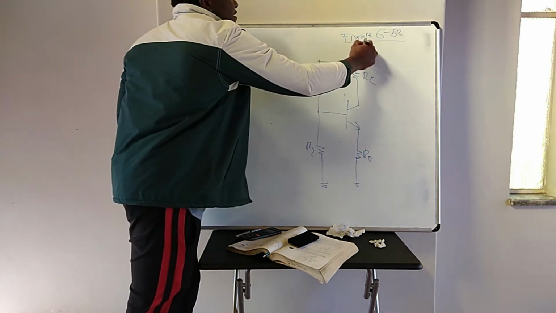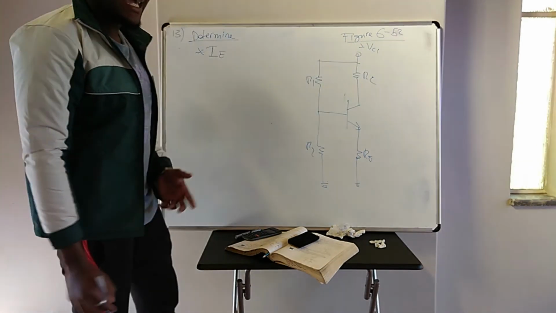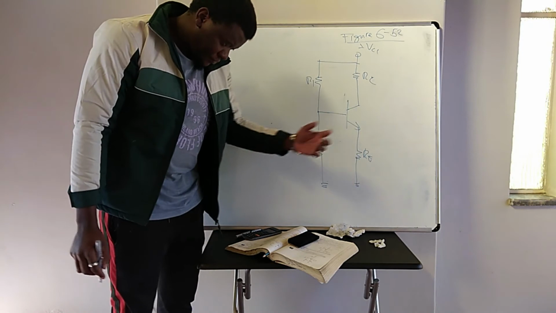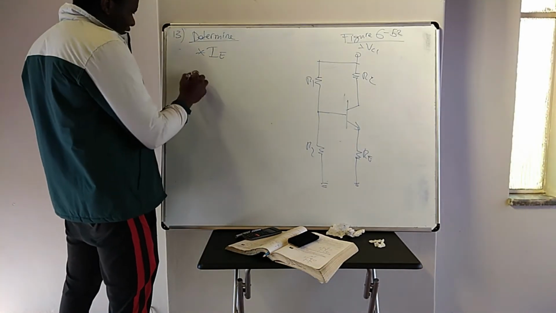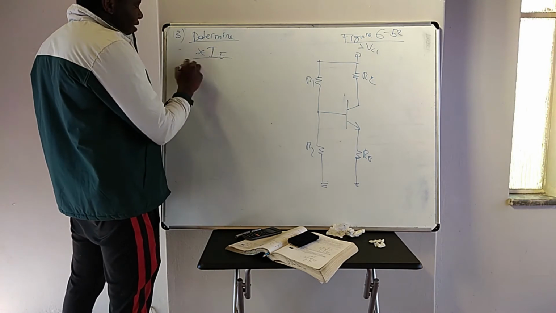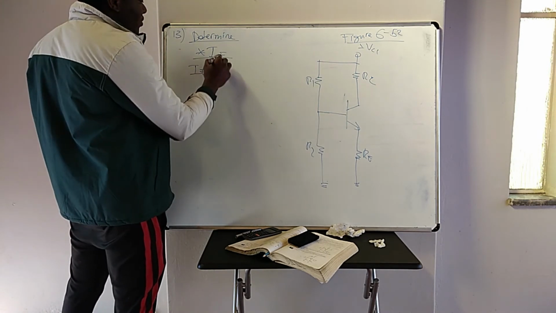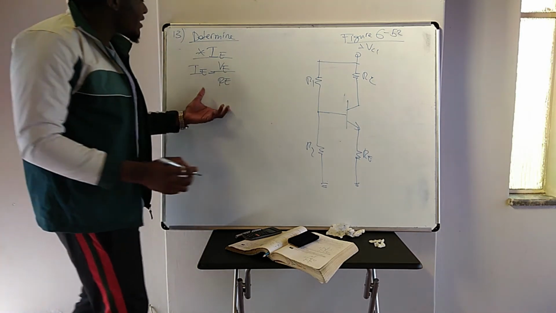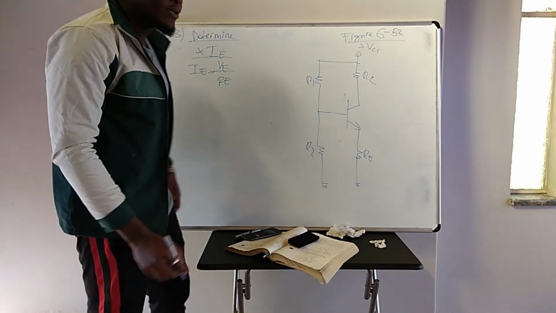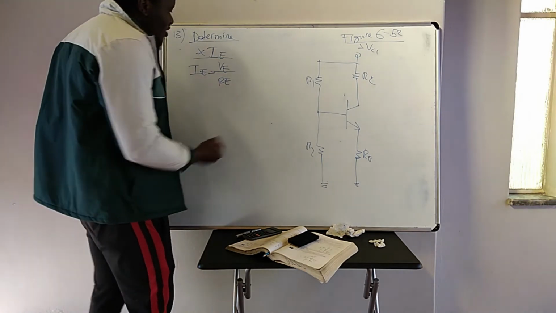So plus my VCC. The question is to calculate IE, so I have RE here. How can I calculate IE? By Ohm's law, IE is going to be VE over RE. But my problem in this case is I don't have VE, because the second question is to calculate VE.